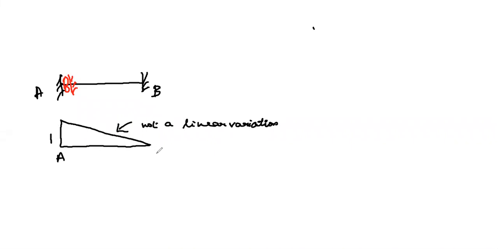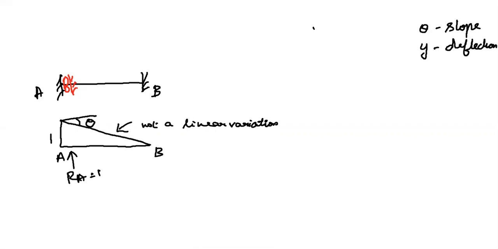Okay, this is the point A and this is the point B. I am applying here a unit reaction at the point A, that is RA equal to 1. This will give you a slope here, that is theta. Slope is given as theta. Okay, the notation for slope is theta. For deflection, you will be putting y. You should be very clear about this also. Don't get confused between slope and deflection.